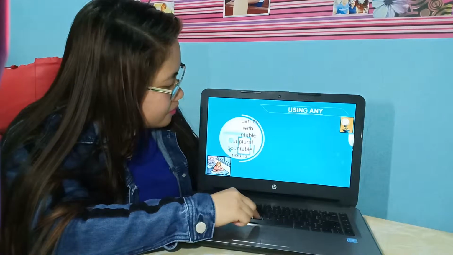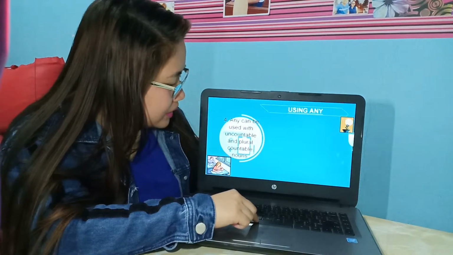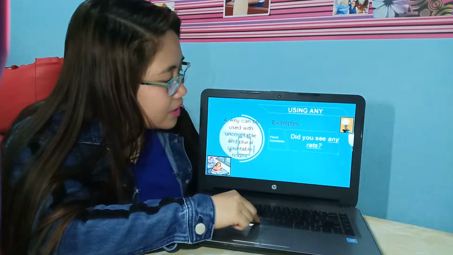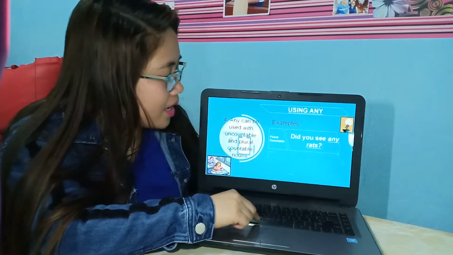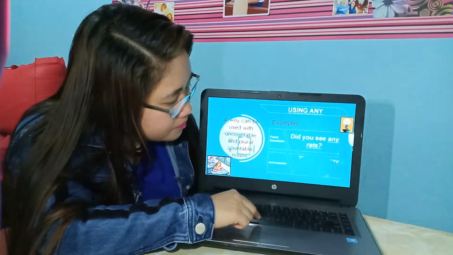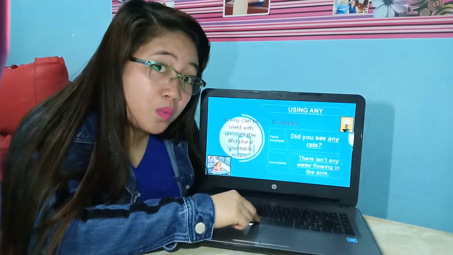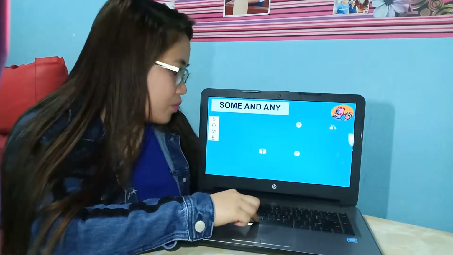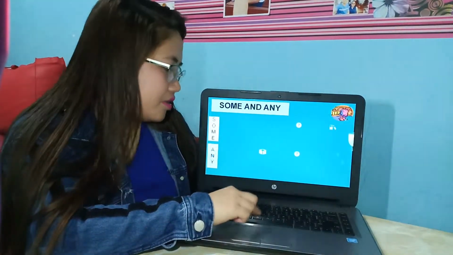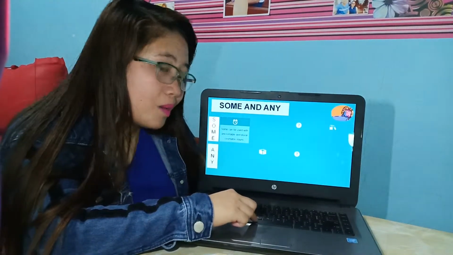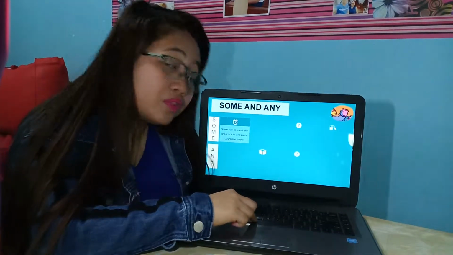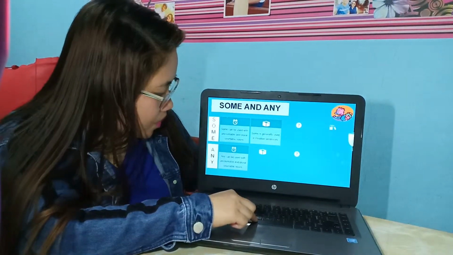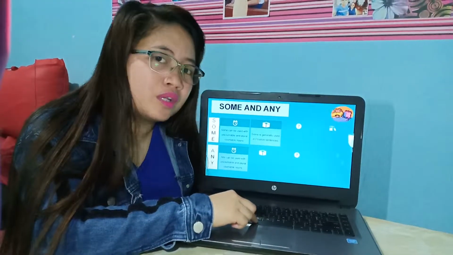And then the last rule, any can be used with uncountable and plural countable nouns. So these are the examples. Plural countable, did you see any rats? And then uncountable, there isn't any water flowing in the sink. Okay, so to come up shortly, the difference between some and any. This one is the recap. Some can be used with uncountable and plural countable nouns, and also any can be used with uncountable and plural countable nouns.